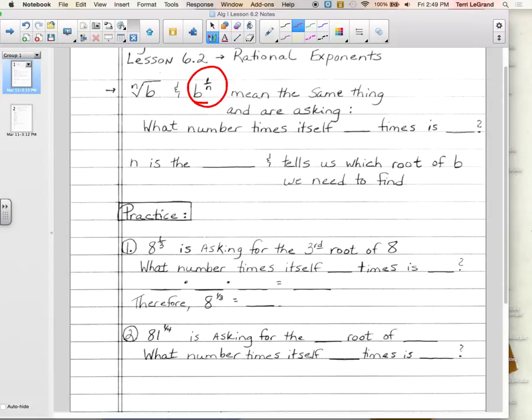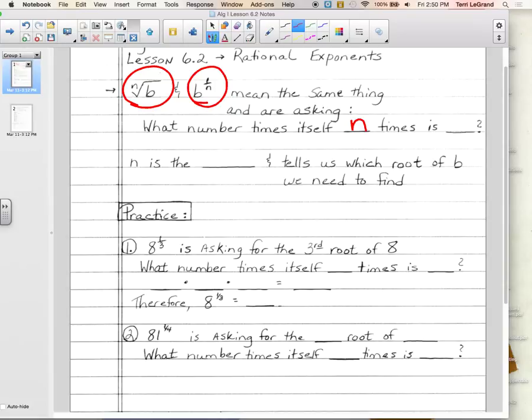Okay? So we can see it written as b to the 1/n power, or this might be another way we see it: n in the little crook of the radical sign, and b, the base, underneath the radical sign. Those two things mean the same thing. They're asking what number times itself, n times. So when I asked, what's 4 to the 1/2 power? You said it's 2. But I think some of you were thinking, half of 4 is 2, and that's how you got it.